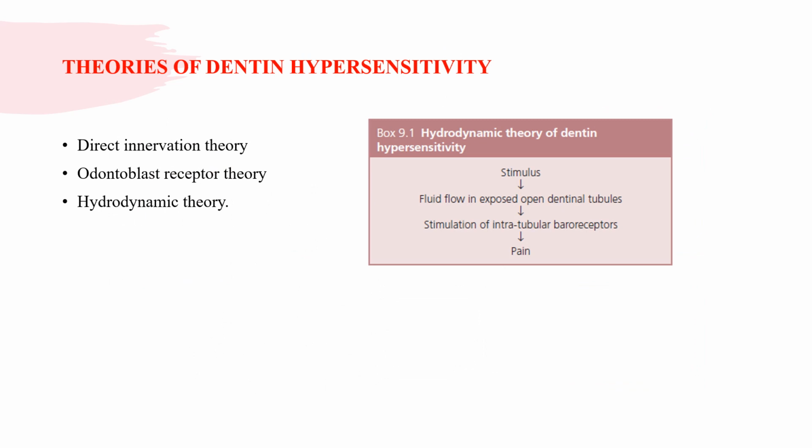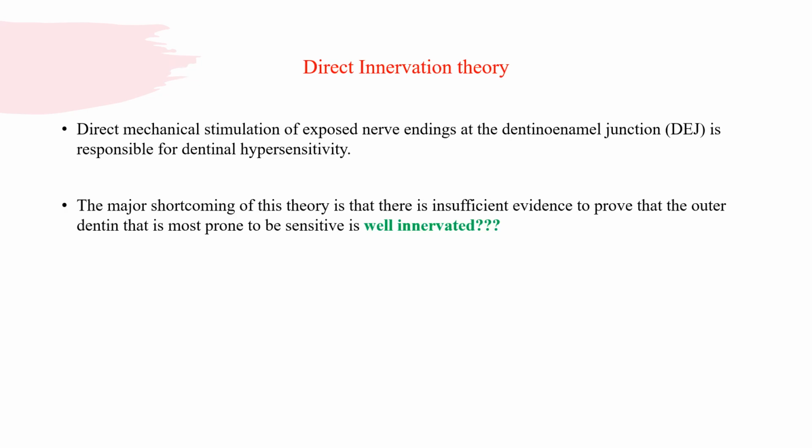Now coming to theories of dentin hypersensitivity, the most common and accepted theory is the hydrodynamic theory, but we will also look into the older theories such as direct innervation theory and odontoblast receptor theory. Under direct innervation theory, it is the direct mechanical stimulation of exposed nerve endings at the dentino-enamel junction which is responsible for the dentinal hypersensitivity. The major shortcoming of this theory is that there is insufficient evidence to prove that the outer dentin that is most prone to be sensitive is well innervated.